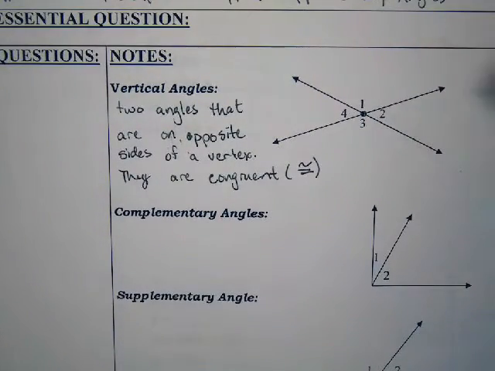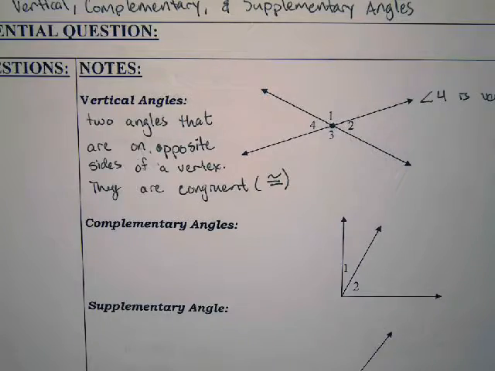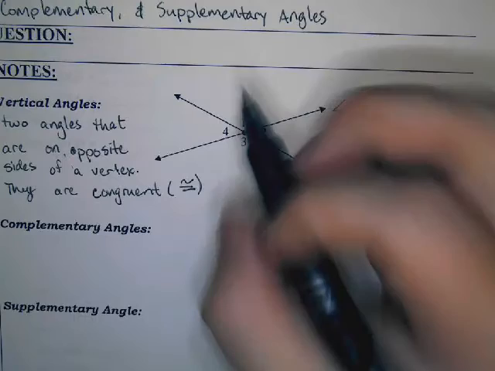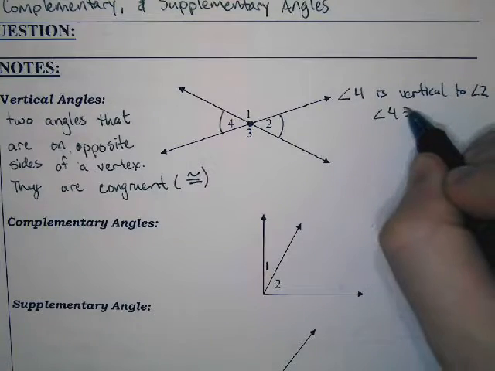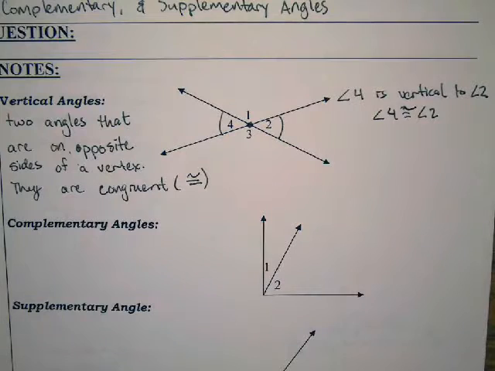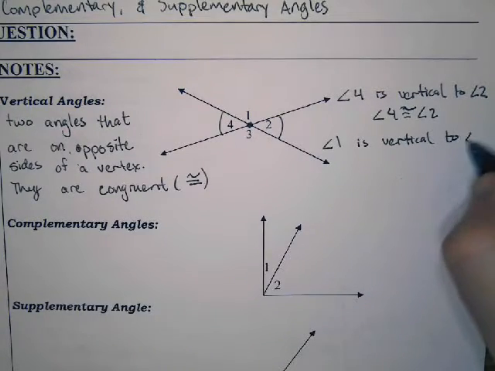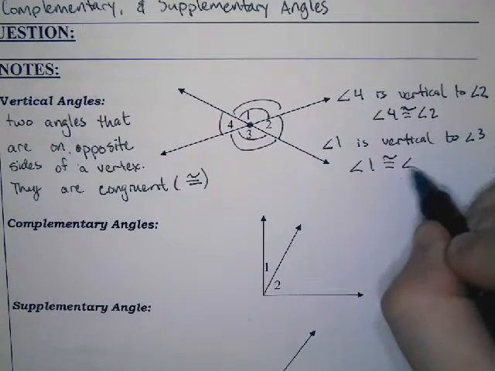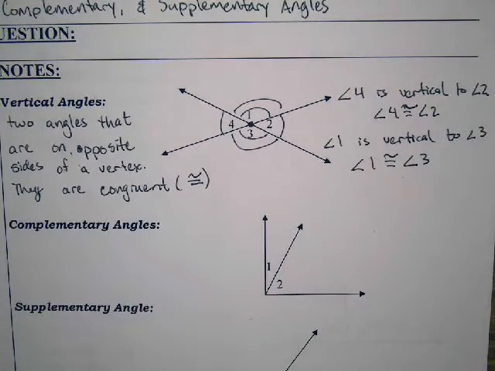So we could say that angle 4 is vertical to angle 2. Angle 4 and angle 2 are congruent. Can you name two other vertical angles? Well, we could say angle 1 is vertical to angle 3. So we could say angle 1 is congruent to angle 3. They're on opposite sides of the vertex.